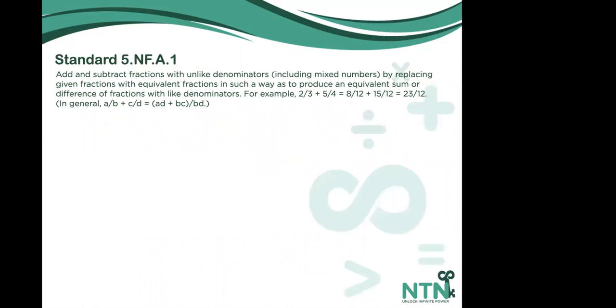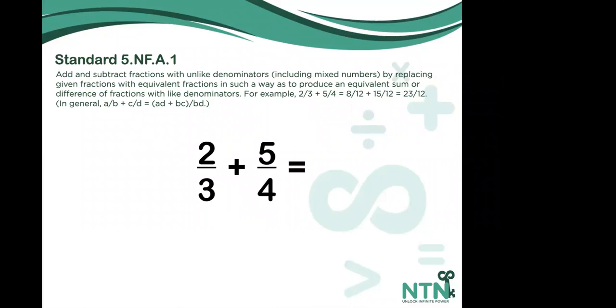And what is standard 5.NF.A.1? That is asking students to be able to add and subtract fractions with unlike denominators, and this includes mixed numbers, by replacing those fractions with equivalent fractions in order to find those sums or differences. And it gives us an example right here on the screen. So let's take a moment to think about this example at hand.